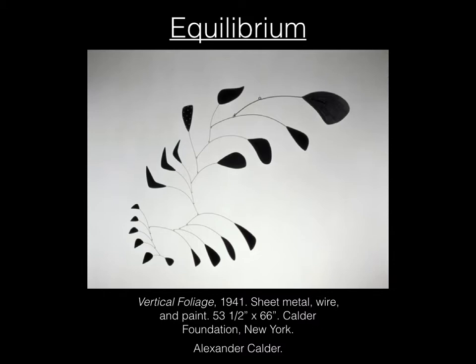And I think the name of this, Vertical Foliage, is a great name because it really does look like a fern or something like that. It's sort of growing naturally into space. So this is a great example of equilibrium being achieved in a piece.